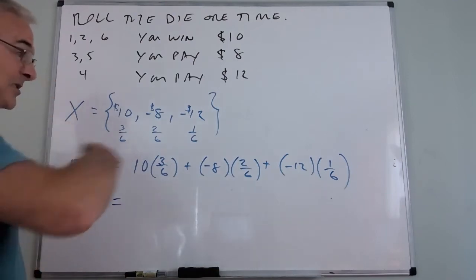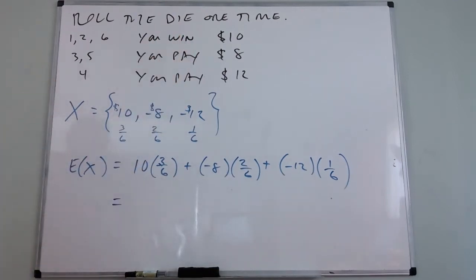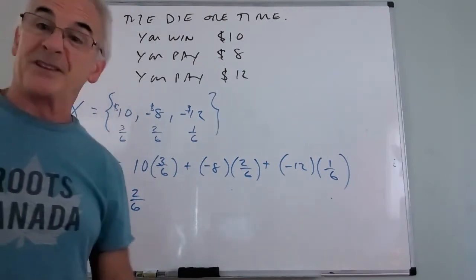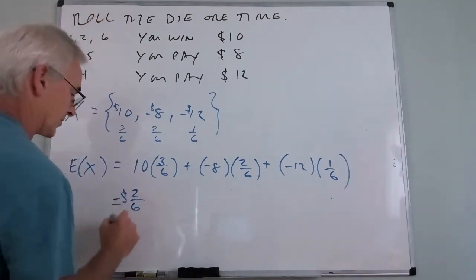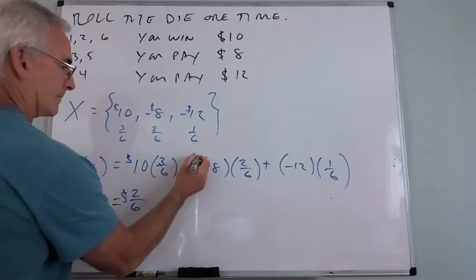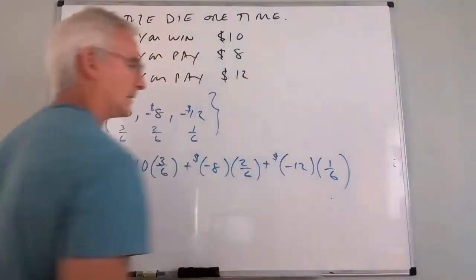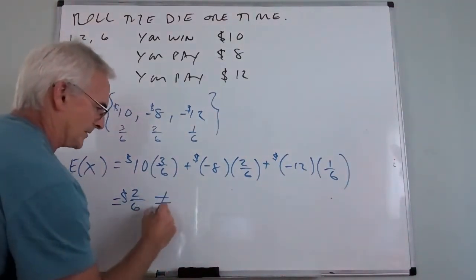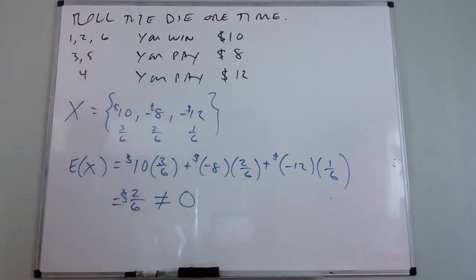Again, since it's all over 6, it's easy to just add numerators. It's 2/6. So the expected return is basically $0.33, because this is dollars, by the way. So what does that mean? Well, it's not 0. Is this a fair game? Yes or no?